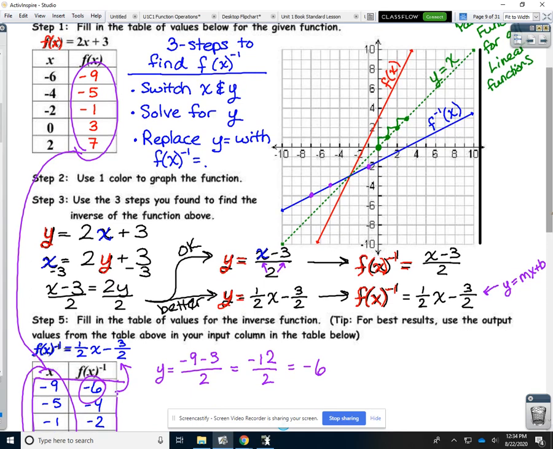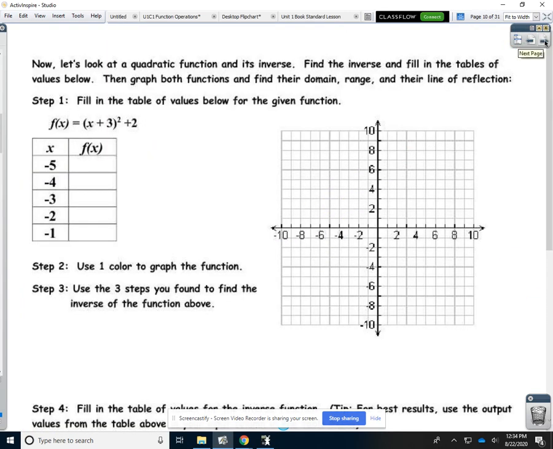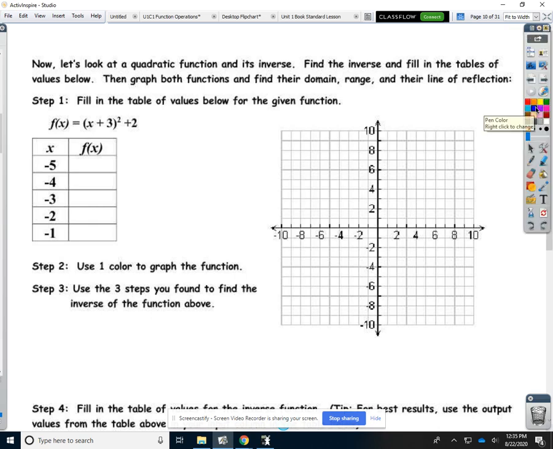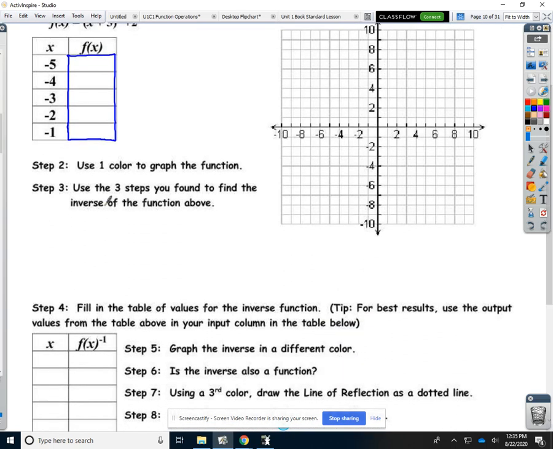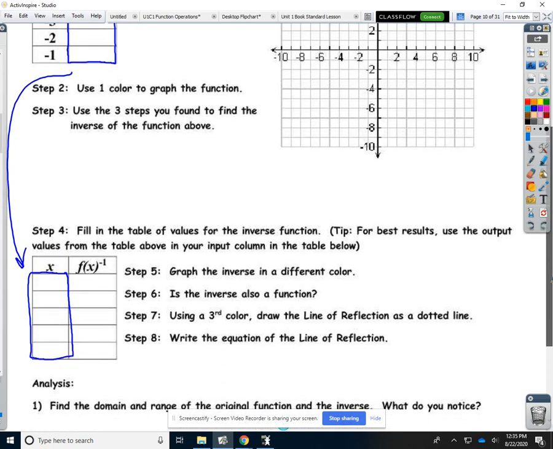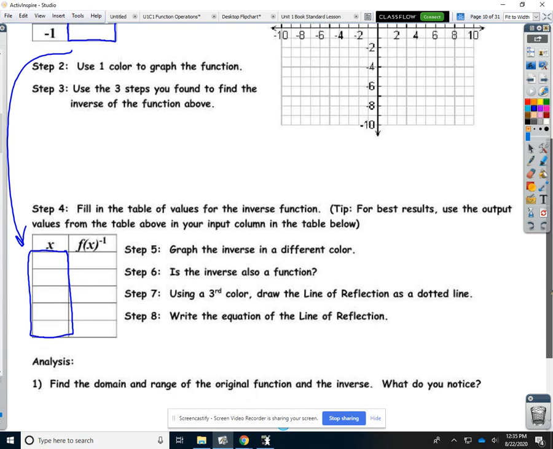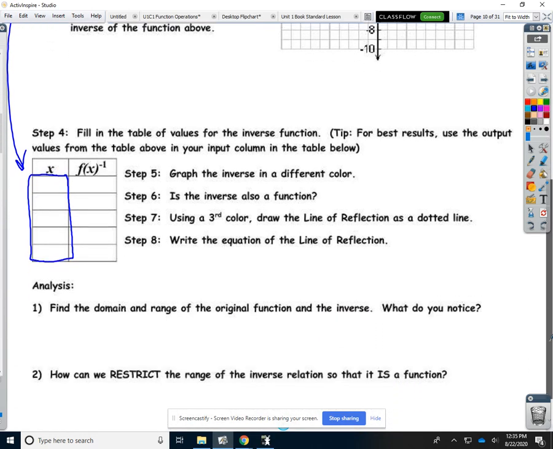So if we go to the next page, you are basically doing the exact same thing, but this time you are looking at a quadratic function and its inverse. So same steps. You fill in the table of values here. You use the output values in the other table as your input. You're going to use the 3 steps to find the inverse of the function above. So put those values in here. And then graph the inverse in a different color. Is the inverse also a function? Write the line of reflection or draw the line of reflection and then write the equation. And then we'll talk about the analysis.